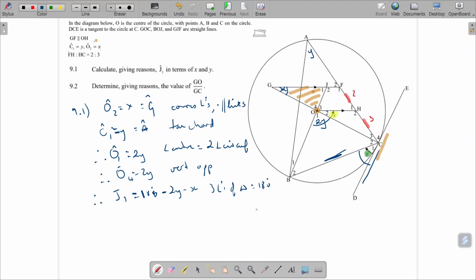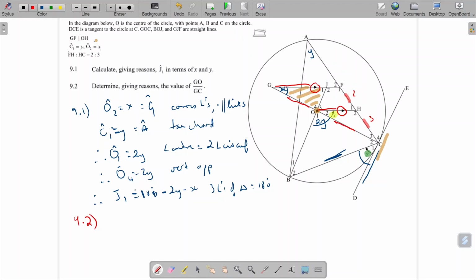Okay, we are now tasked to find the proportion of GO over GC. And again, we're getting some experience in this concept now. If we are looking at GO over GC, it's probably linked to parallel lines. So the parallel lines we're looking for are over here. And the nice thing is that if you backtrack it, this one goes back to G, this one goes back to O, so we can use that proportion over here.